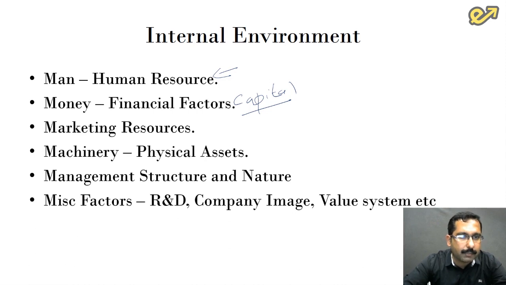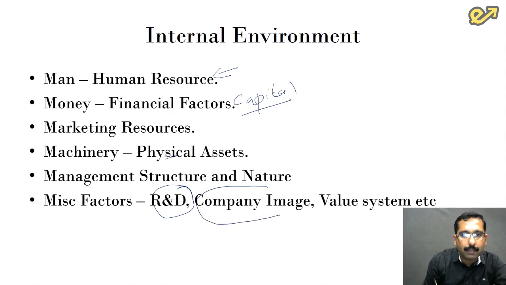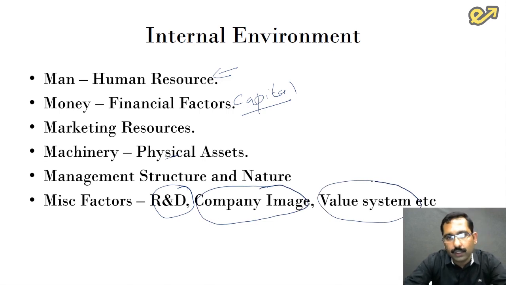Next, the last part is the miscellaneous factors, R&D. R&D stands for research and development. How much of resource is allocated on research and development? What is the type of image the company wants to have in the market? The value system. Value system is basically what the company very strongly believes and follows. So all these form the internal environment of the organization. Like I told you earlier, internal environment is controllable environment. The company has got, or the promoters have got, complete control over these factors.